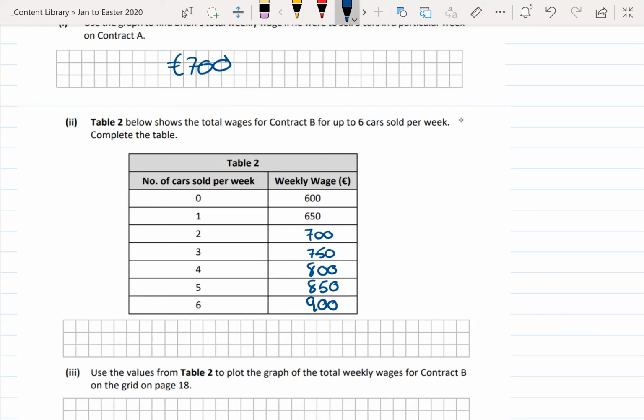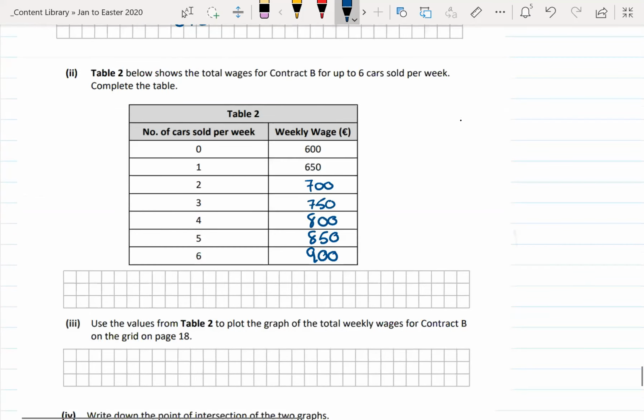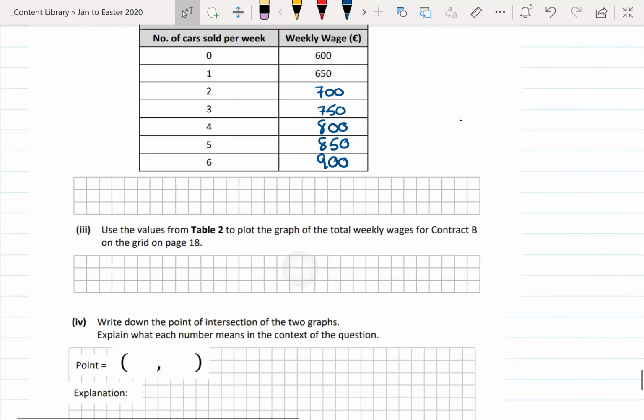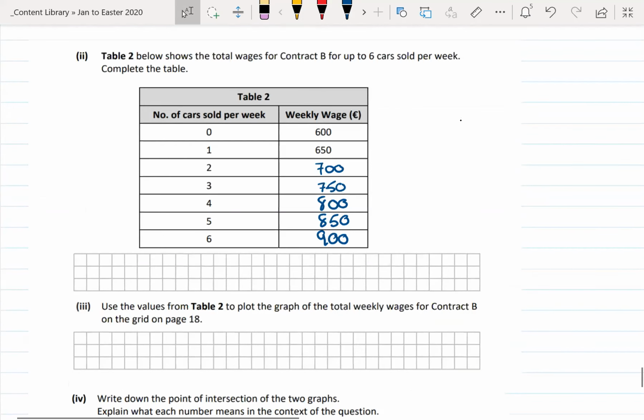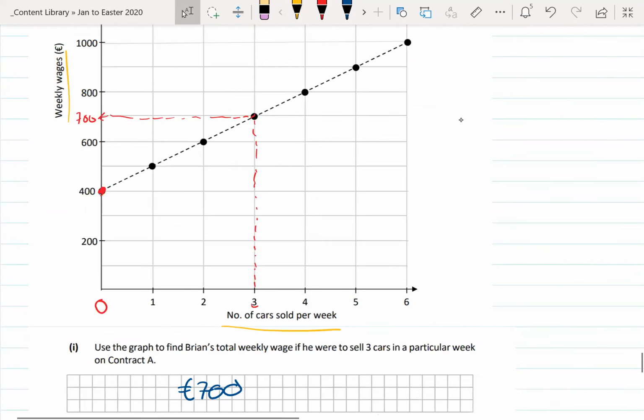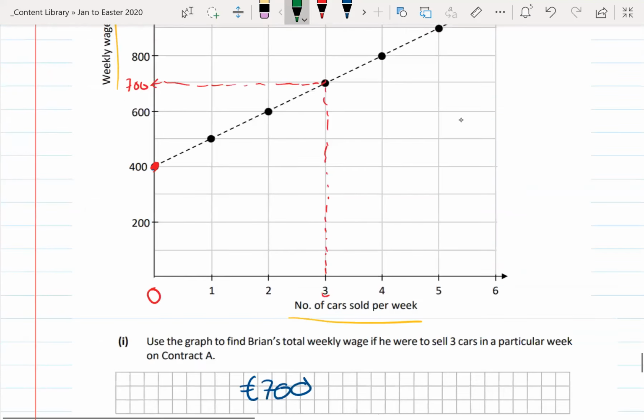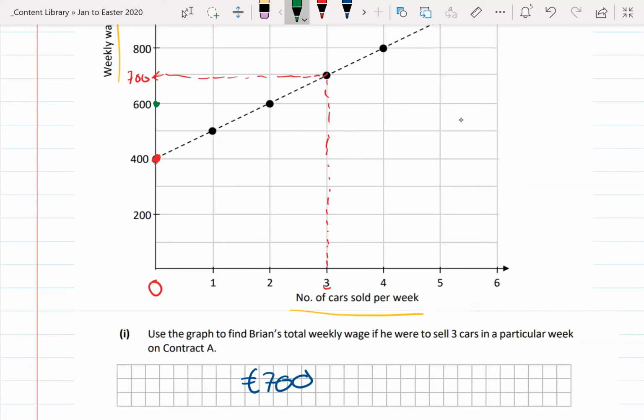Use the values from table 2 to plot the graph for the total weekly wage for contract B. Okay, so he starts at 600. Then if he sells one car, he gets 50 euros more, so that'll be about here. Sells 2 cars, 700.